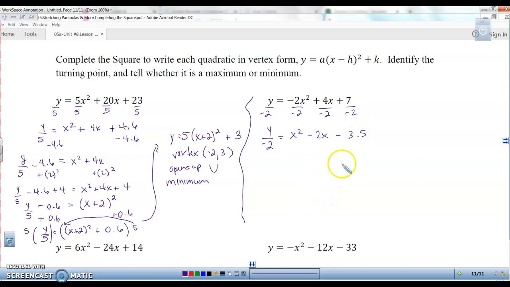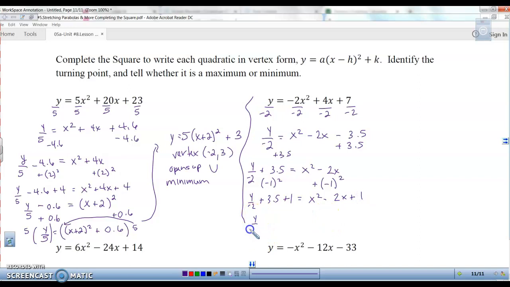All right, our next step is to move the c term. This is the c term. So we have to add 3.5 to both sides. So that gives me y over negative 2 plus 3.5 equals x squared minus 2x. Okay, now we have to take half of the b term and square it. The b term is negative 2, so half of negative 2 will be negative 1. We want to square that and add it to both sides. Negative 1 squared will be positive 1. So this is y over negative 2 plus 3.5 plus 1 is equal to x squared minus 2x plus 1.